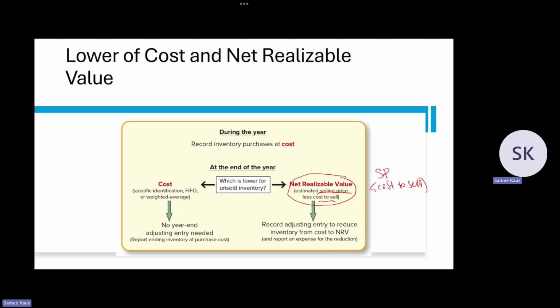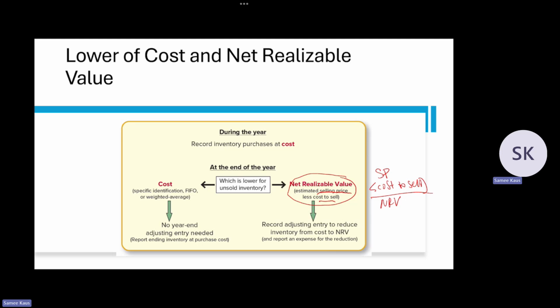What might some cost to sell be? It could be if you're paying shipping, right? You're shipping this and you're giving customers free shipping, different things like that. Okay. So why is this conversation important, right? What does this have to do with anything?